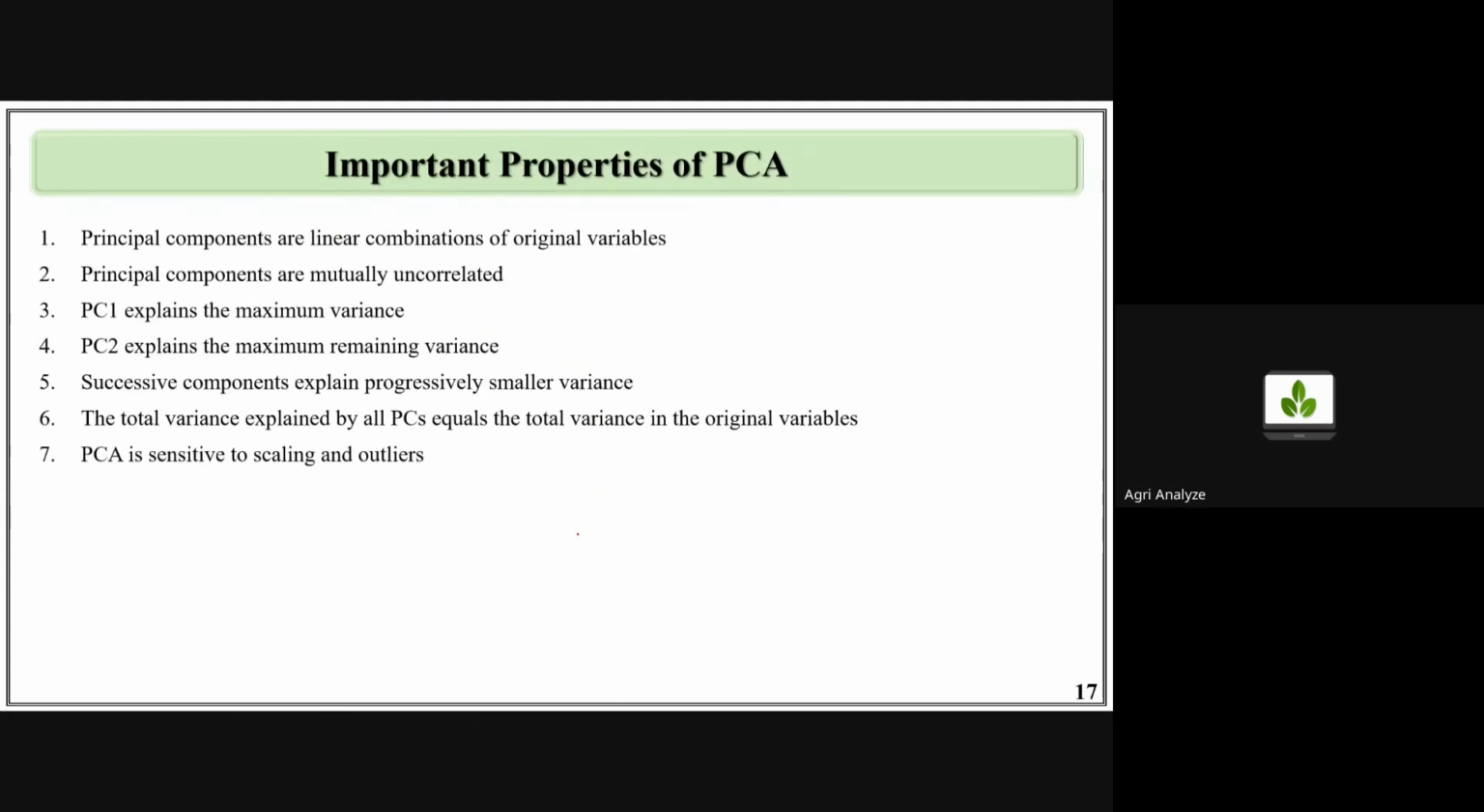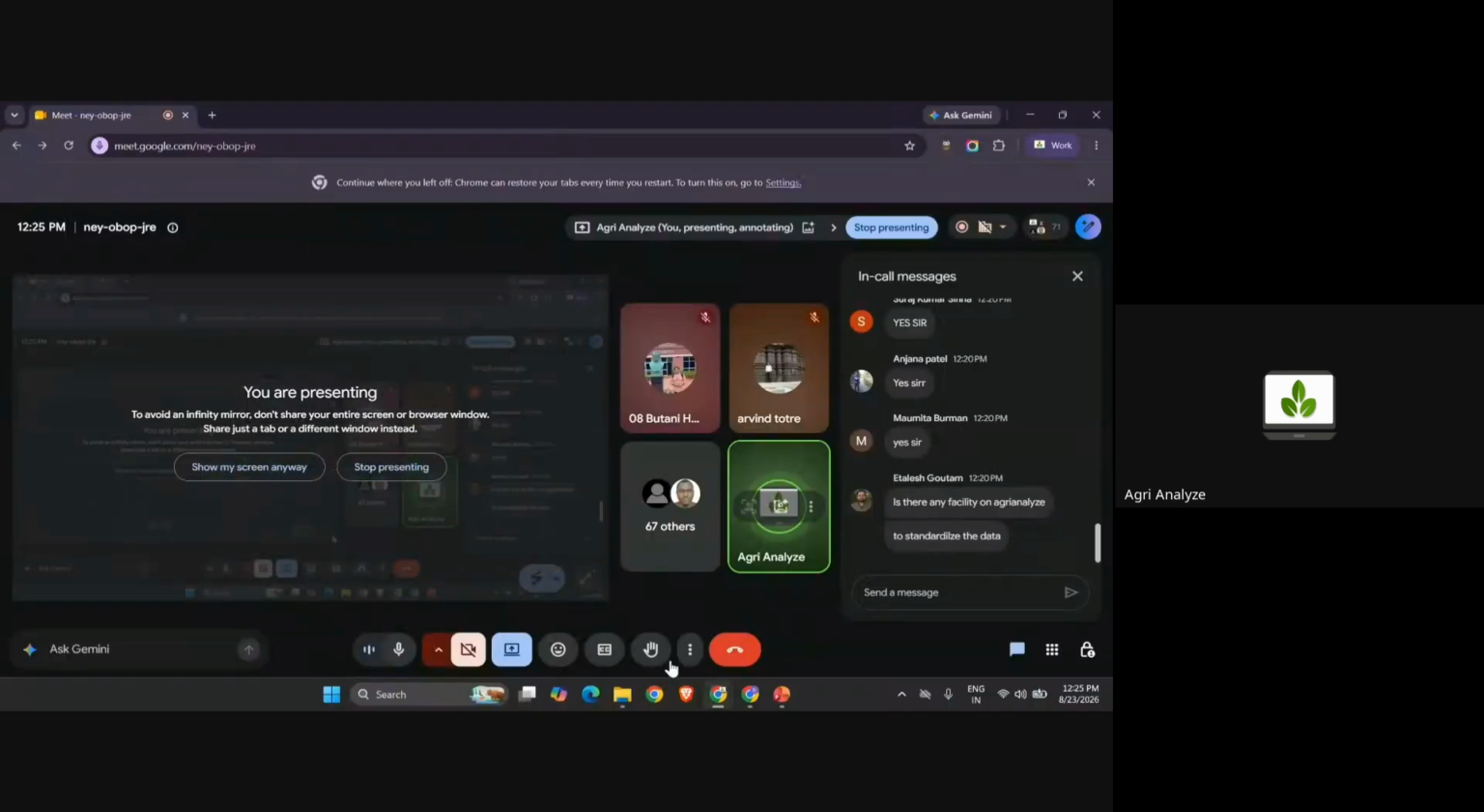Up to this point, does anyone have a question? Please put your question in the chat box, or you can ask anytime. No, Gautam, we have no facility for standardizing our data. But if you perform PCA analysis in AgriAnalyze, it automatically standardizes your data and performs PCA analysis and gives a better result for your data set. But we have no independent tool for standardizing your data.